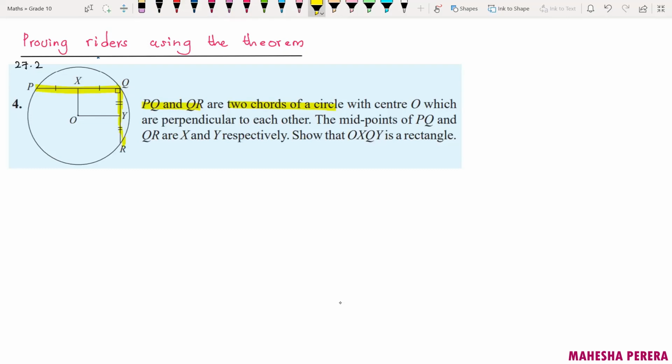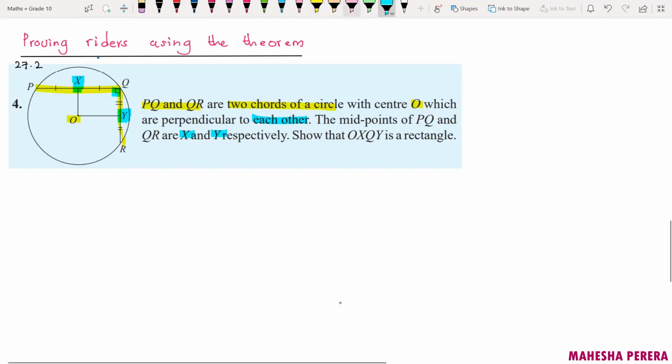With the center O, right? Center is here, O, which are perpendicular to each other. Now look here. These two chords are perpendicular to each other. The midpoint of PQ and QR are X and Y respectively. Now X is the midpoint of chord PQ. Y is the midpoint of chord QR.